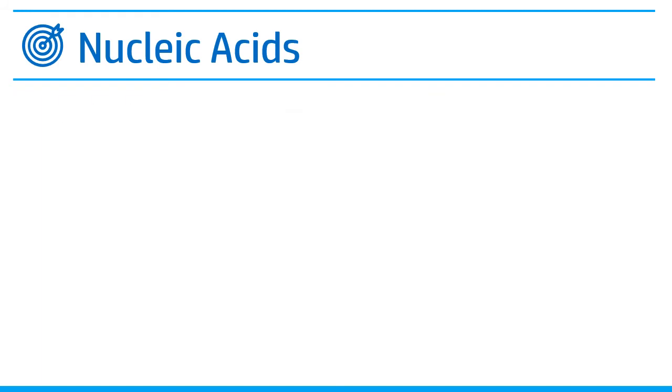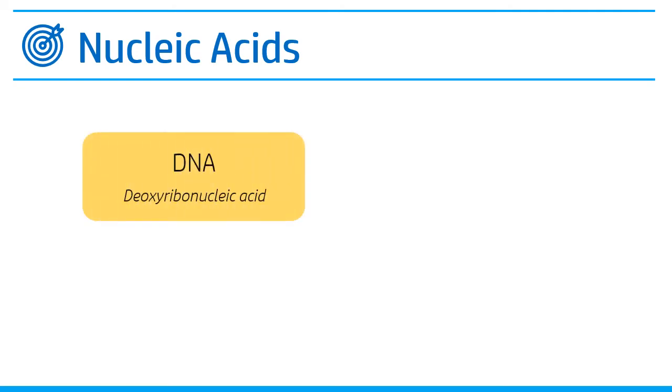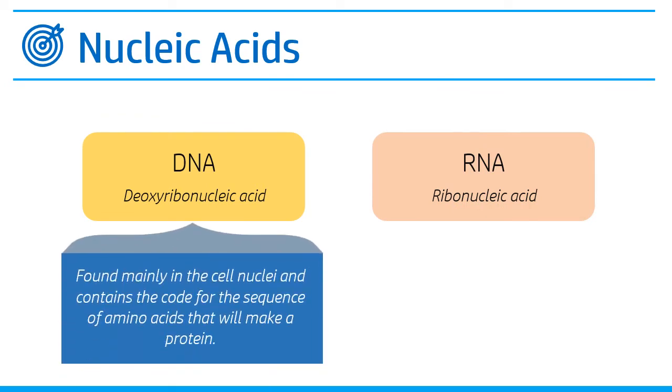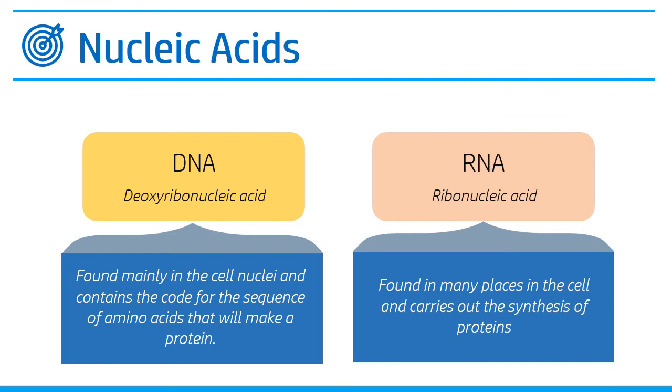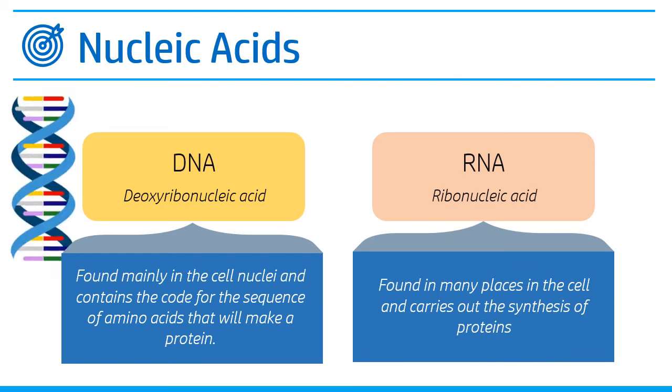There are 2 kinds of nucleic acids. One is DNA, or the deoxyribonucleic acids, and then we also have RNA, or the ribonucleic acids. DNA is found mainly in the cell nuclei and contains the code for the sequence of amino acids that will make a protein, while RNA is found in many places in the cell and carries out the synthesis of proteins. DNA molecule is double-stranded, while RNA molecule is a single-stranded molecule.